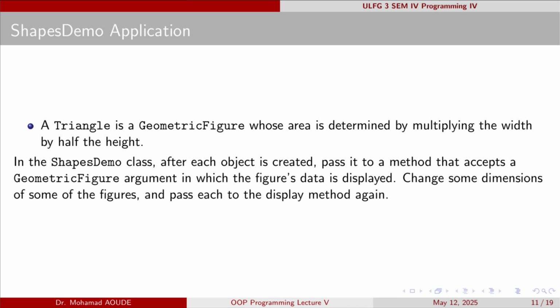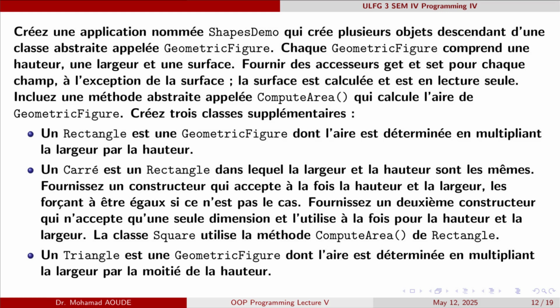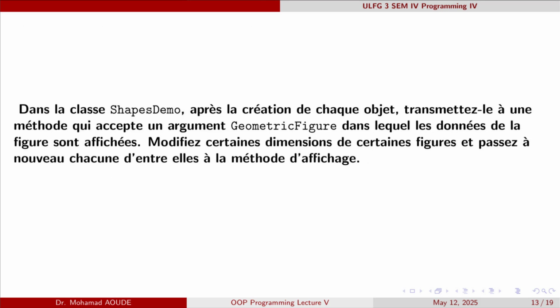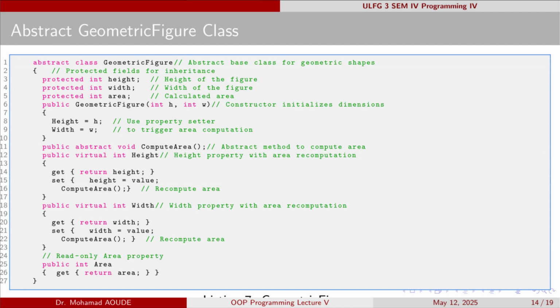The shapes demo application should create objects of these derived classes and pass them to a single method that accepts a geometric figure argument to display their data. Changing dimensions and redisplaying should show recalculation. Let's look at the abstract base class geometric figure.